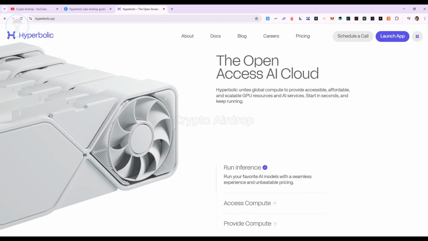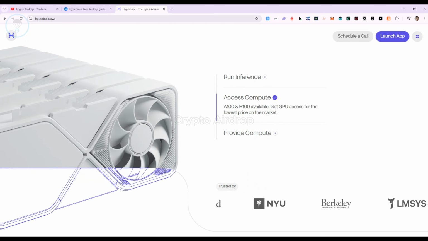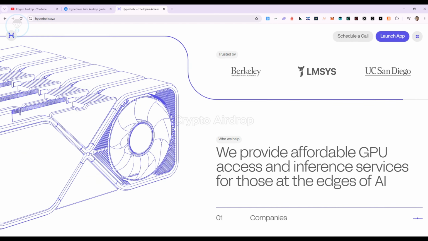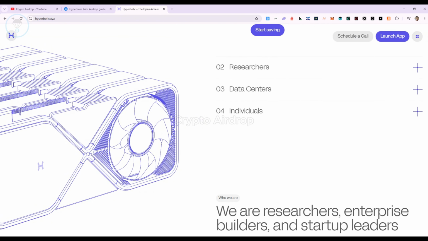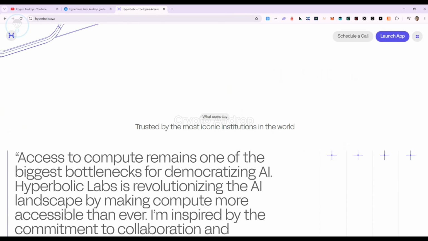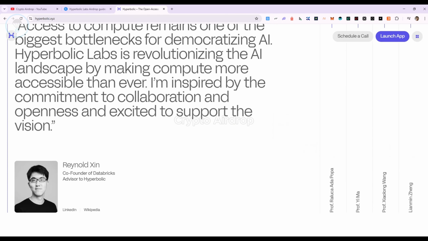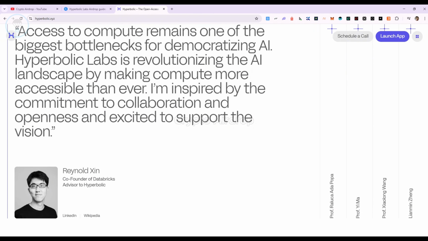What is HyperBolic? HyperBolic is a platform that provides advanced AI models and GPU rental services at a lower cost than traditional providers. Additionally, the project allows users to earn money by contributing their unused GPU power to the network. HyperBolic is developed by a top-tier team, including Jasper Zhang and Yuchen Jin.